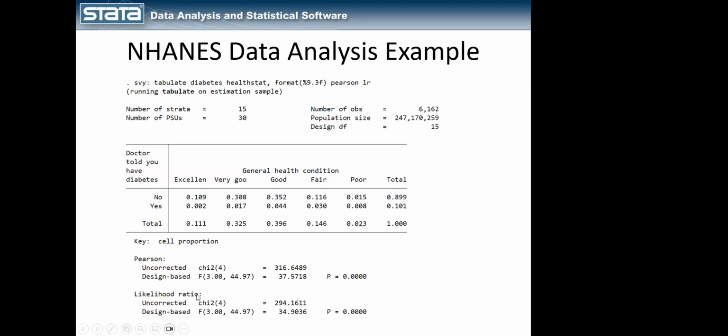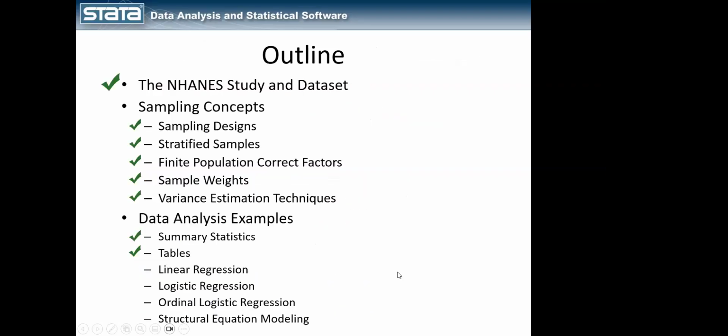Same thing with the likelihood ratio chi-square. There's the uncorrected version and the design-based. So again, go with the design-based when you're doing table-based tests of association.